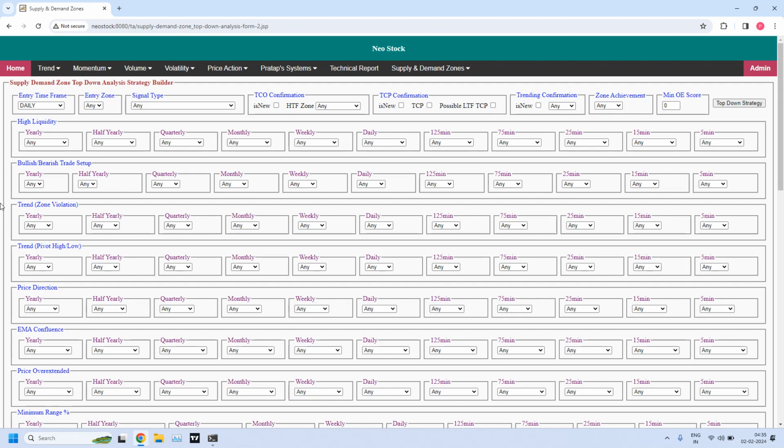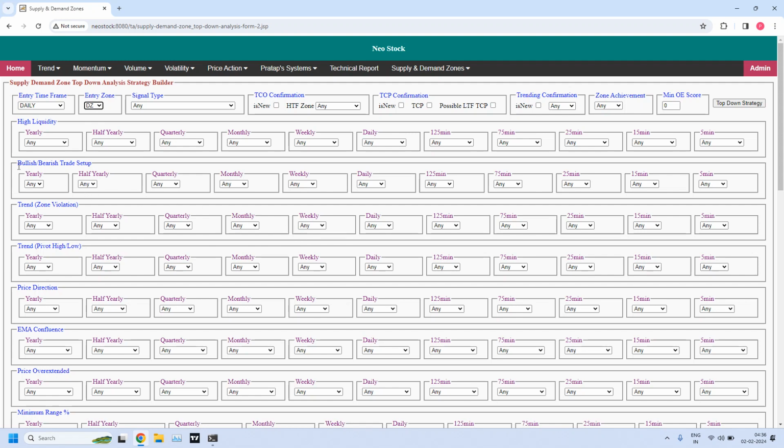For MIT trade, that is monthly income trade, the LTF time frame is daily. So that is the reason why my entry time frame is daily. Because if we are generating any filters, the filter should be based on the demand zone, because we are going to generate bullish trade setup for MIT trades.